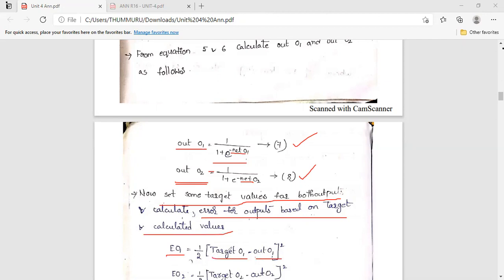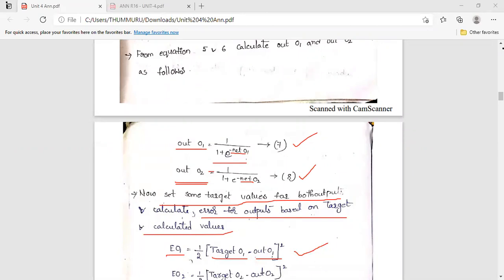What is target O1? It is a value which we have set earlier. This target output, or the expected output, minus actual output, whole square. Expected output minus actual output whole square. This is the calculation of error at O1.